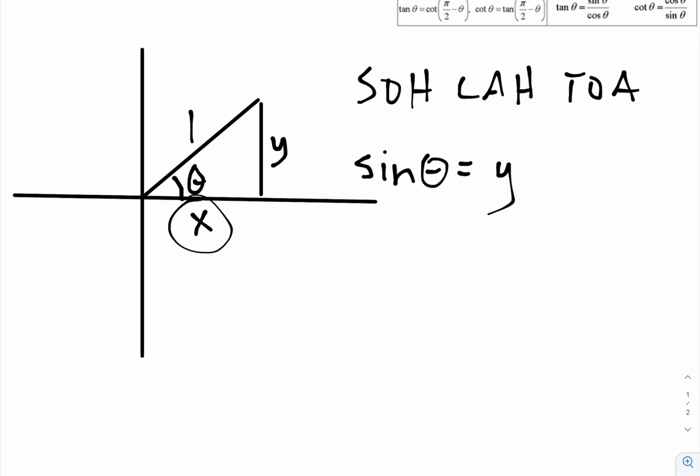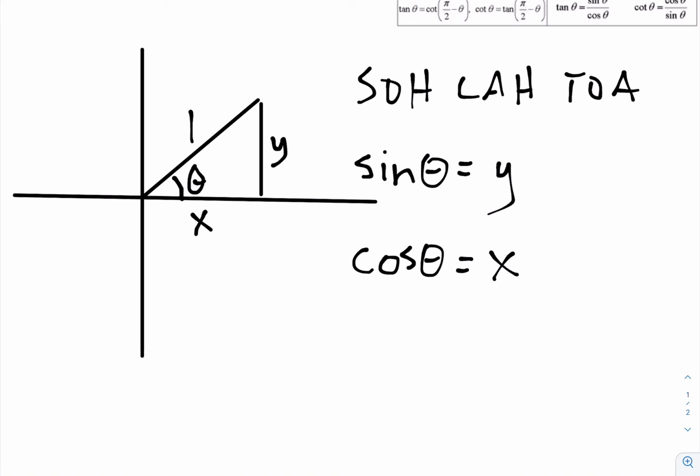How about the x? Well, it's the same kind of idea. We know the hypotenuse is 1. We know x is the adjacent side, just like the y was the opposite side. So which trig function deals with adjacent and hypotenuse? Well, that's cosine. So cosine theta equals x over 1, because that's the hypotenuse, but x over 1 is just x. So sine theta is equal to y, cos theta is equal to x on the unit circle.